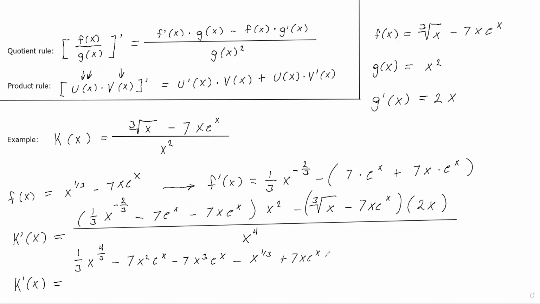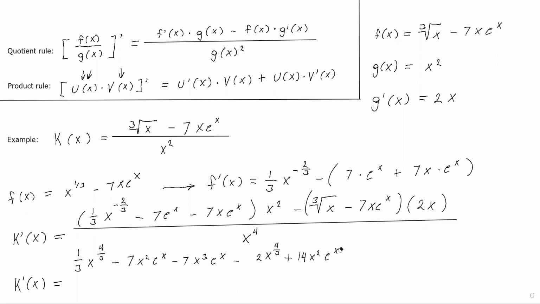Oh, oops, forgot to distribute the 2x first. Let me do that instead. So minus 2x, x to the 1/3. That would be 1/3 plus 1, which is just 4/3, minus 14x squared e to the x. And then now we can just distribute that negative.